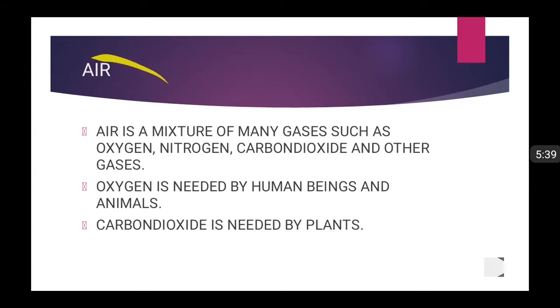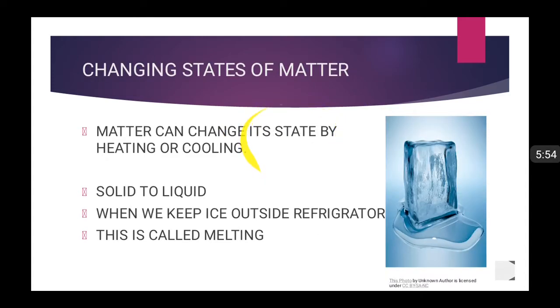So next one is air. As you all know, we have air around us. We cannot see that air, but we can feel that air. So what is air now? Air is a mixture of many gases. Gases are not visible to us. We can feel that air, but we cannot see that air.